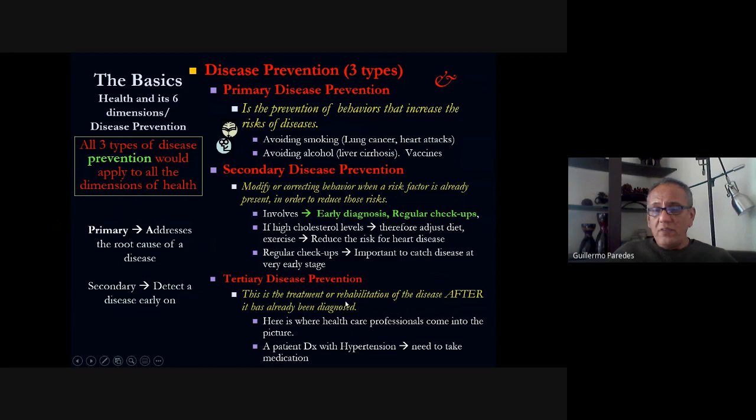Okay, so they are going to need a follow-up. It's basically in chronic diseases, diabetes, hypertension. When you have a broken bone as well, you need to have physical therapy. So those are tertiary, basically specialties that are going to treat the patient after a diagnosis.